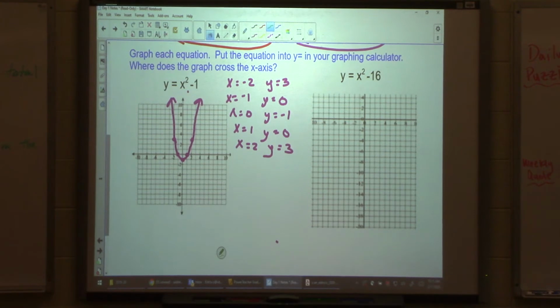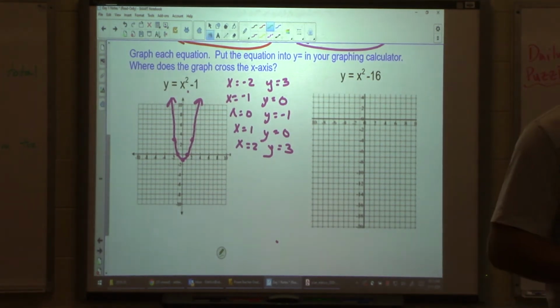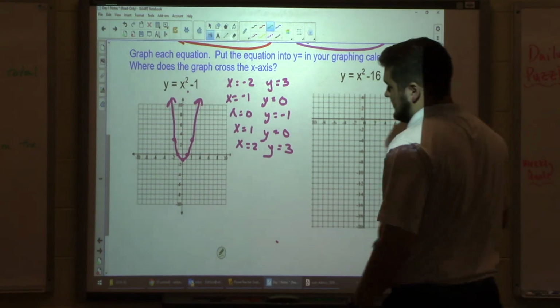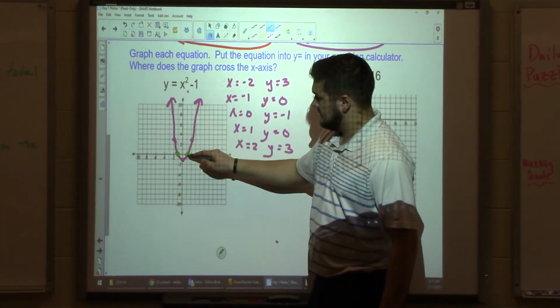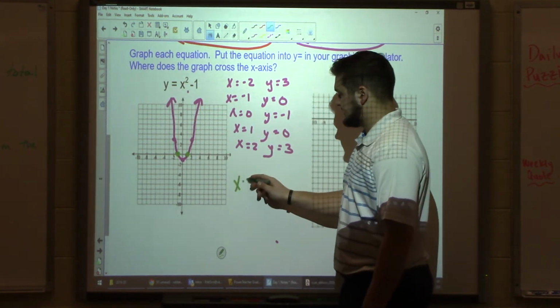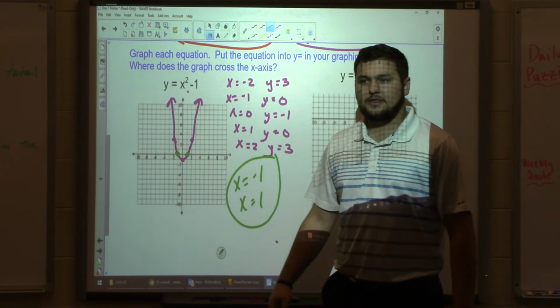So we want where our graph crosses the x-axis. So if I ask you, Iman, solutions to this graph, you need to look and find where it crosses the x-axis. Which one's the x-axis? This one or this one? The one left to right, right? Where does it cross that? What x values? Negative 1 and positive 1. So x equals negative 1, x equals 1. That's all you need to do.